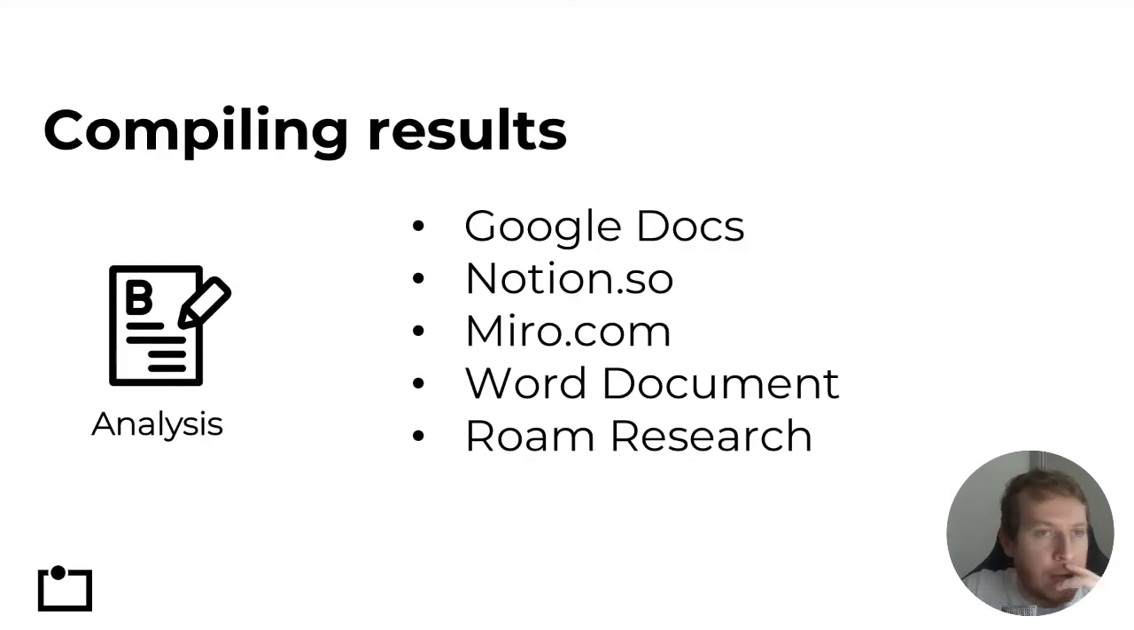And here I have some suggestions for when you are putting together all the results or compiling the results. You can use Google Docs, Notion, Miro, some Word document, or also another interesting alternative here is Roam Research. It has an interesting approach because it allows you to interconnect different documents, so you can have a network of concepts with everything that you've researched about.